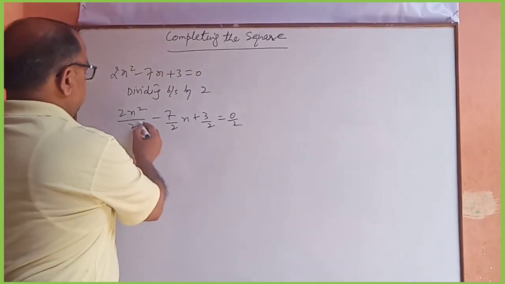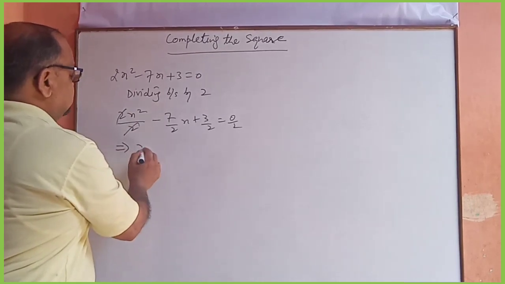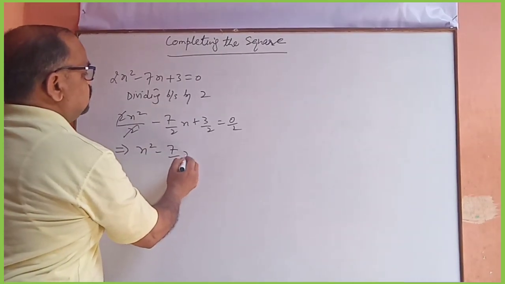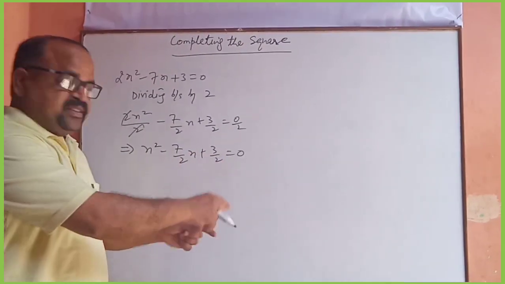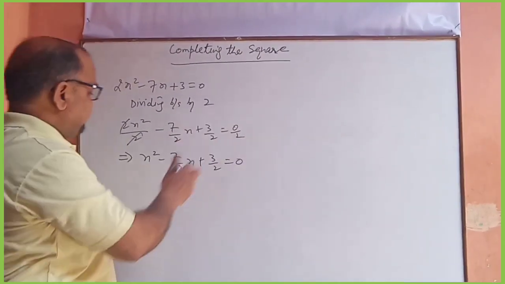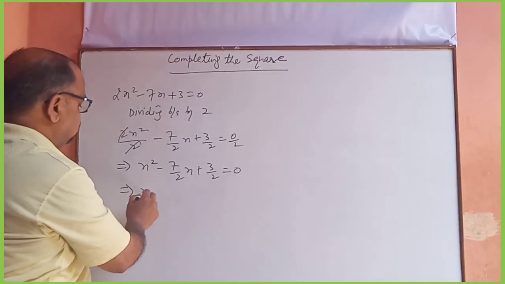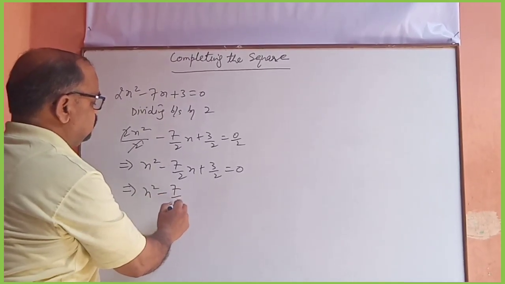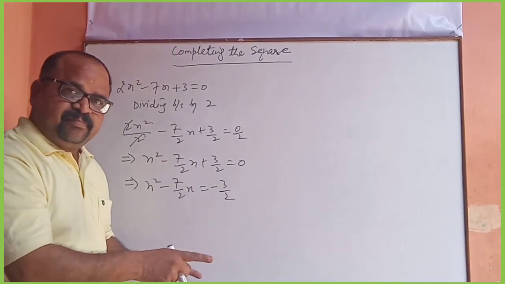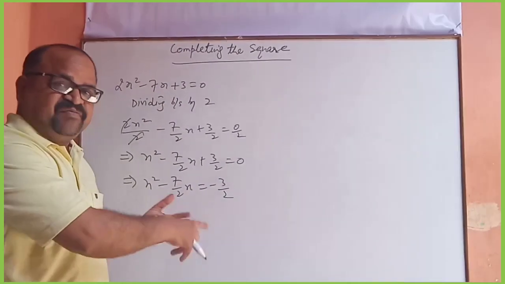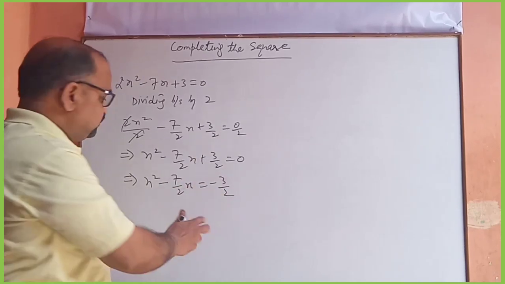Right? What do we have? Now transpose this constant term towards right side. Next step, adding both sides, half the coefficient of x whole square.